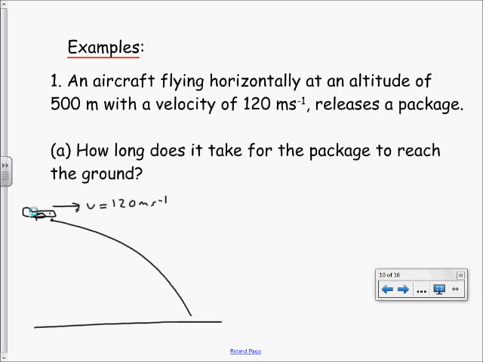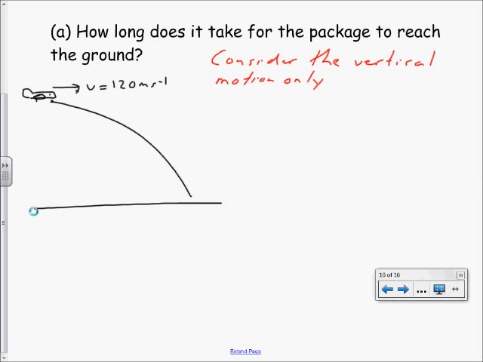Now, if we think about the components, compare this aircraft with a hot air balloon sitting stationary. If you drop the parcel from a hot air balloon and you release the parcel from the aircraft, they should both fall with the same vertical velocity. So in answering this question, we consider the vertical motion only. Forget all about the fact that it's moving sideways. Consider the vertical motion only and work from there.